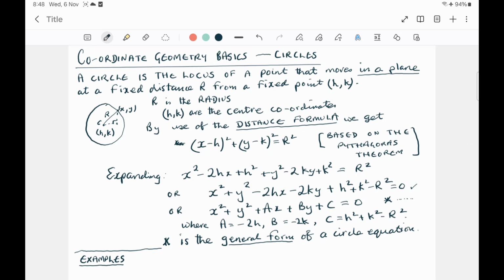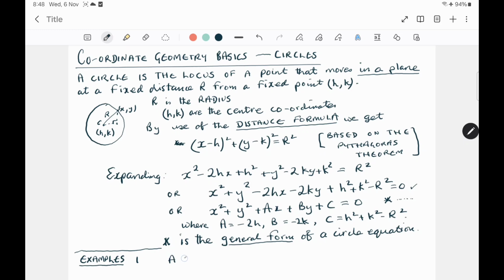This formula here is the general form of a circle equation. I was going to say straight line there. I meant a circle. Okay, let's take some examples. The first example, it'll take a little time to write down, so just be patient with me.